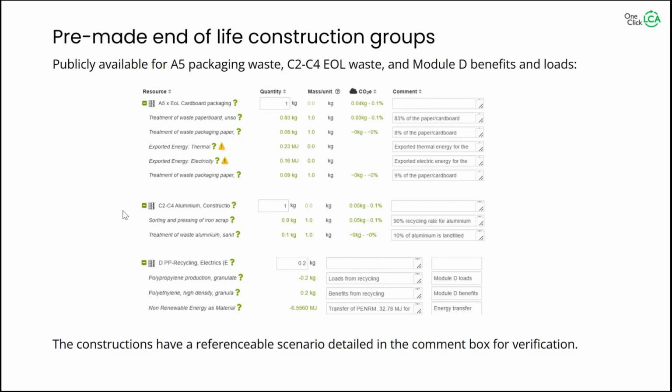It's also possible when you have the expert license, if you want to edit these groups or manipulate them for your own use. So maybe you want to tweak the scenario a little bit based on a more local reference. So if instead of 90% and 10%, so 90% recycling, 10% landfill for aluminium, you had 95-5, or maybe you only had 80-20, then you can recreate these groups, unbundle them, and then make them as construction groups by changing the scenario. Just remember that you will, of course, need to be able to provide a reference for verification purposes.